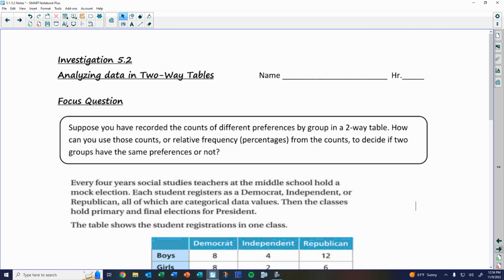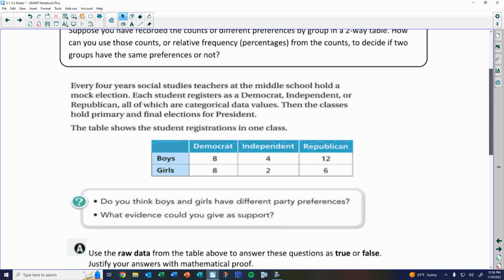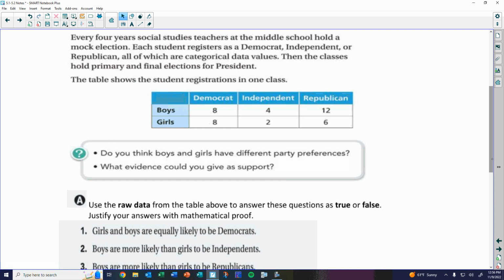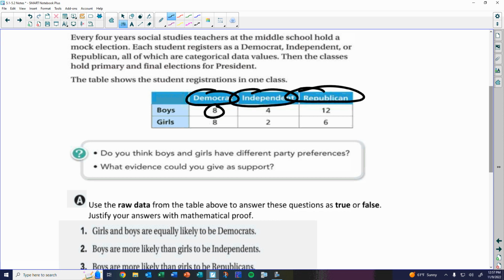So let's take this to a different scenario. I'm going to let you guys practice this a little bit right now. This is appropriate since we just had an election yesterday, right? So every 4 years, social studies teachers at the middle school hold a mock election. Each student registers as a Democrat, Independent, or Republican, all of which are categorical data values. So these right here, these are categories, right? Those are categories. This here, this is your numerical data, because they're numbers, right? Make sense?